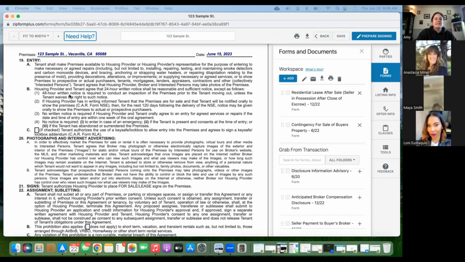The housing provider and tenant agree that 24-hour written notice shall be reasonable and sufficient notice, except as follows. A 48-hour written notice is required to conduct an inspection of the premises prior to the tenant moving out, unless the tenant waives the right to such notice.